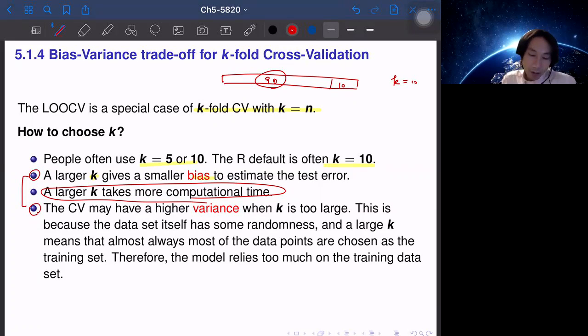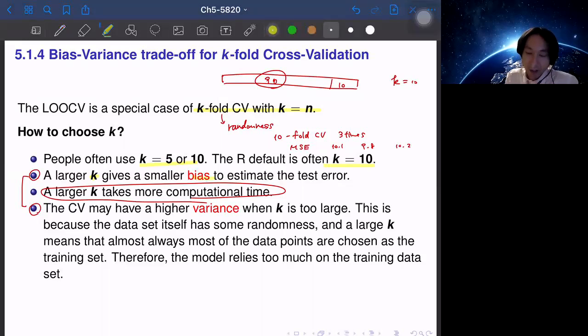Yeah, and the k-fold cross-validation has some randomness. So sometimes you can try several times. For example, the 10-fold cross-validation 3 times. Then we have 3 MSEs. First one, 10.1, second one, 9.8, third one, 10.2. Then you can evaluate how reliable this MSE is.